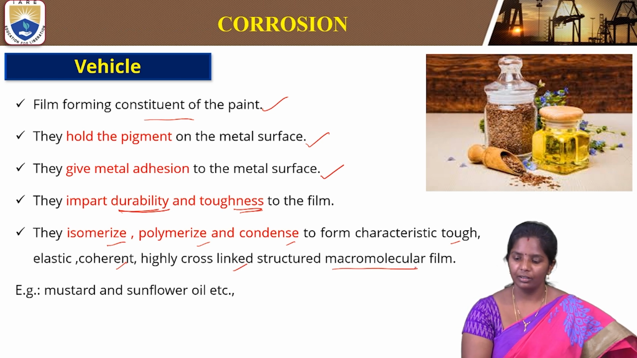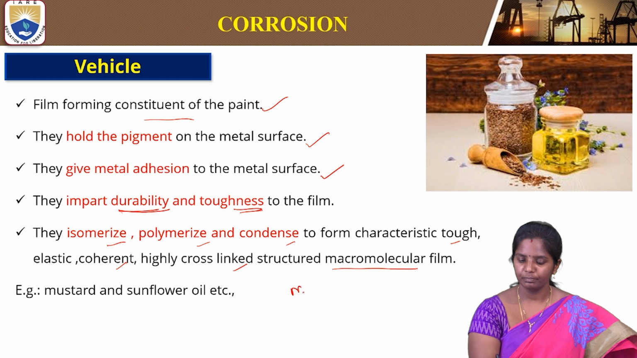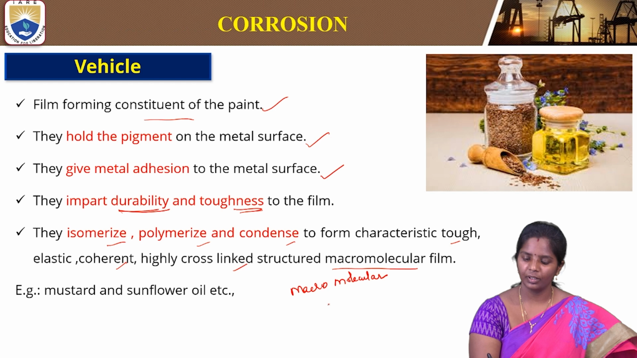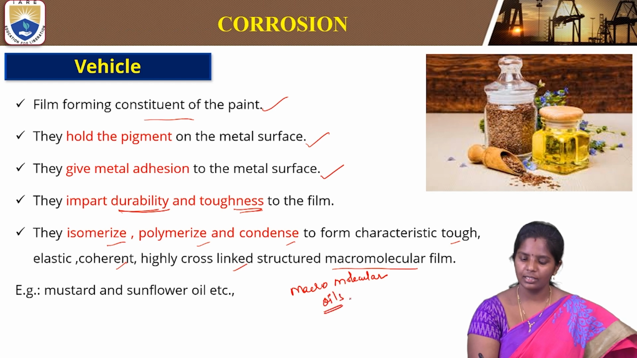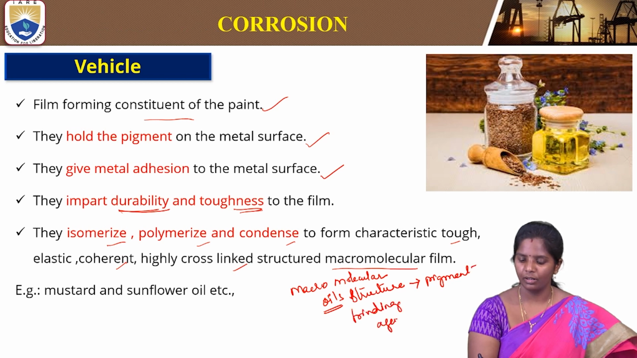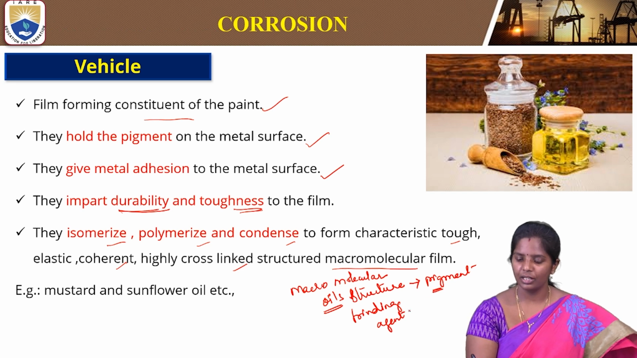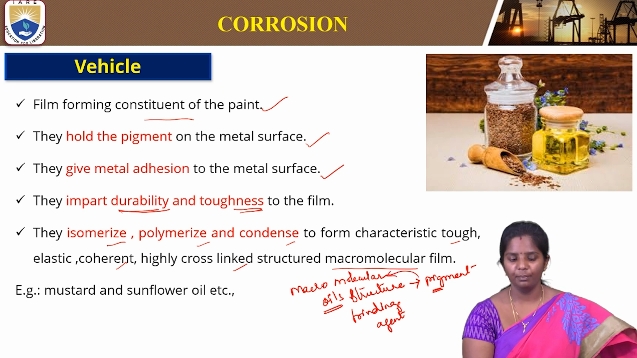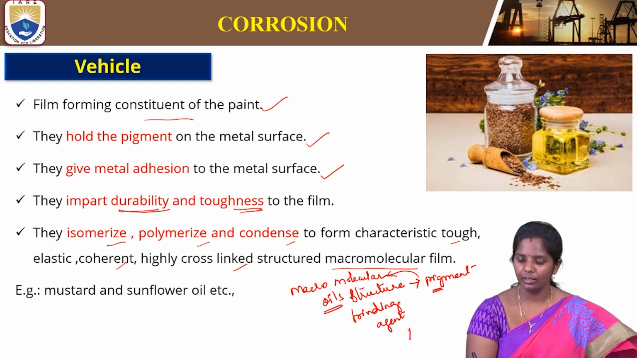So these have a macromolecular structure. Oils have a structure that forms with the pigment. So this is a binding agent. The binding agent will combine with the pigment and form a big structure that will help in increasing the durability of that paint.